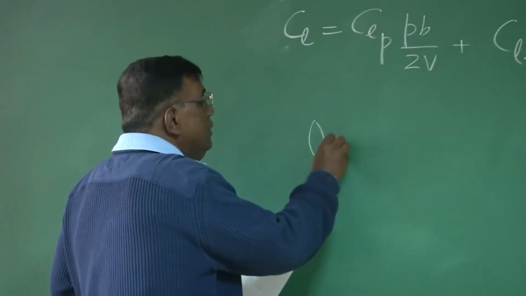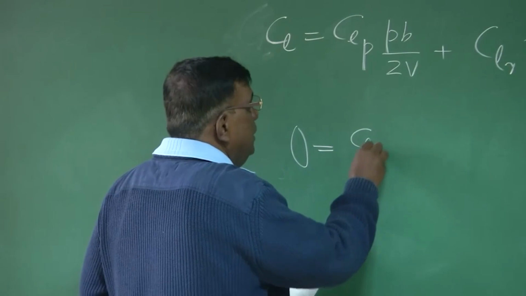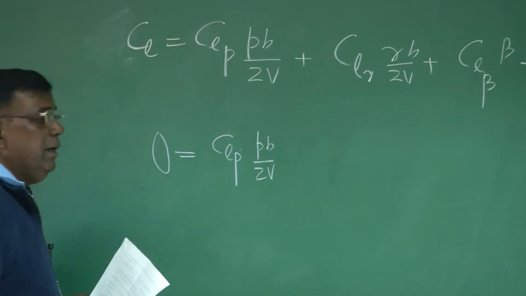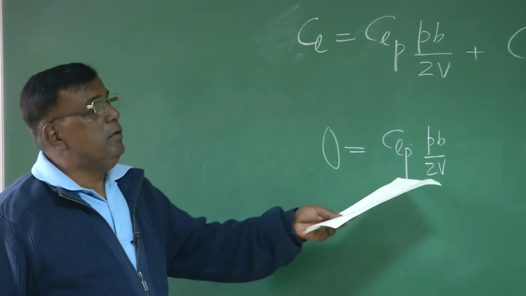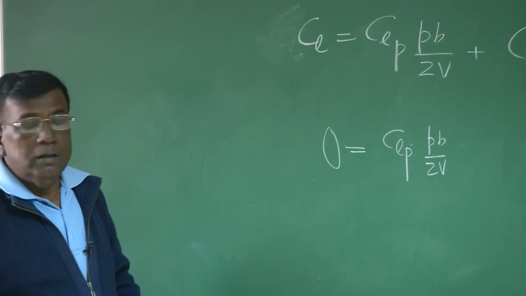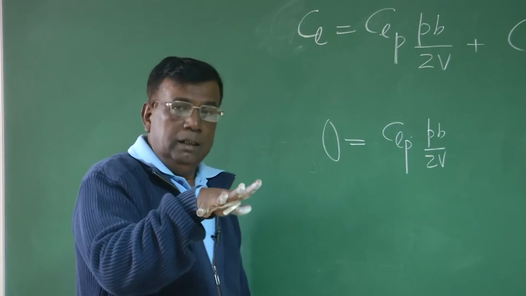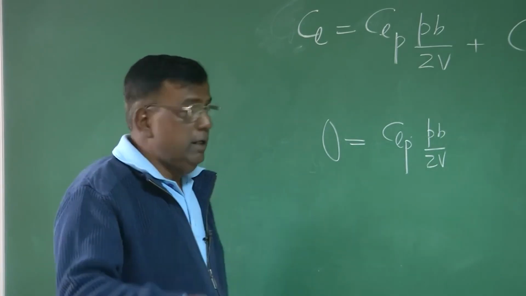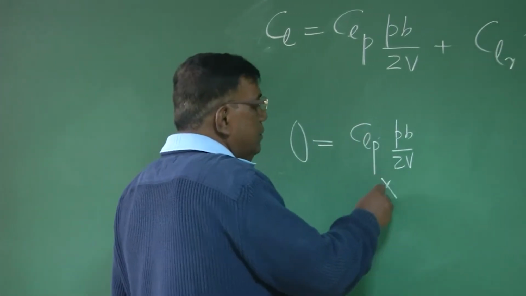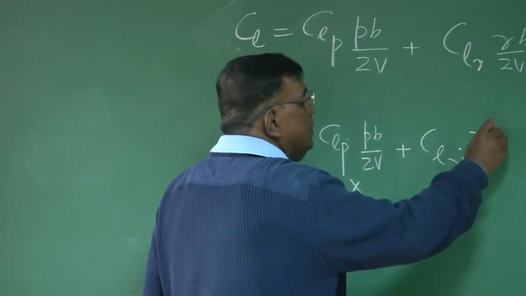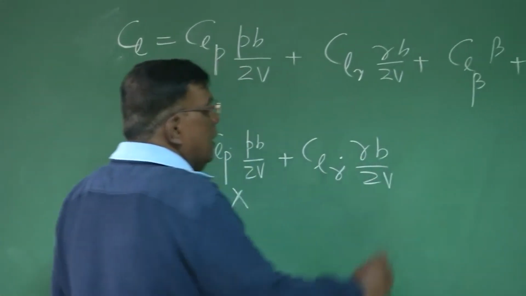So when I put 0 equal to C_lp into pb by 2V, and ask whether this contribution of rolling moment will be there or not, I immediately see that in a steady coordinated turn there is no p, there is no roll rate, so this term goes off. And plus C_lr, a similar story with C_lr. Will you be correct?